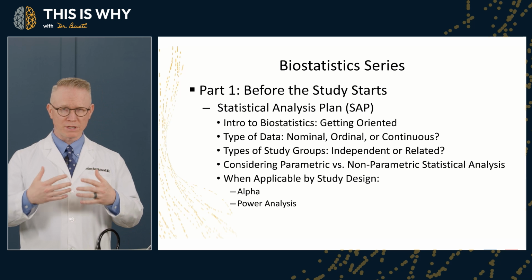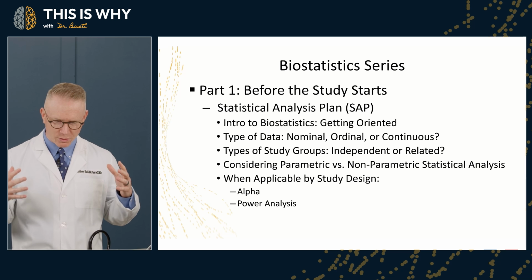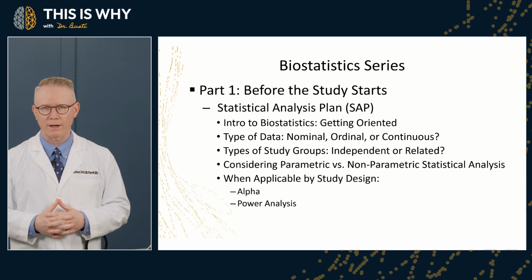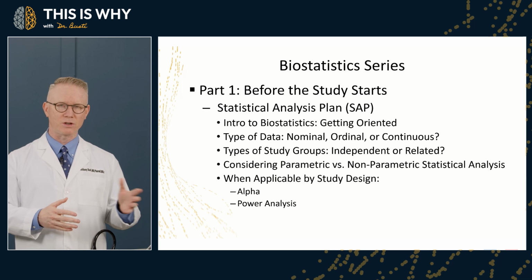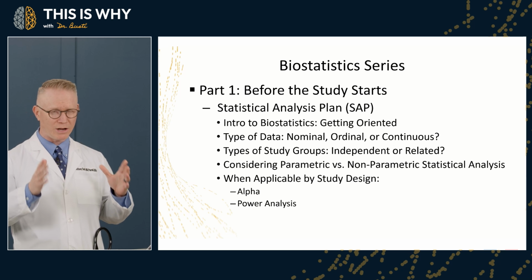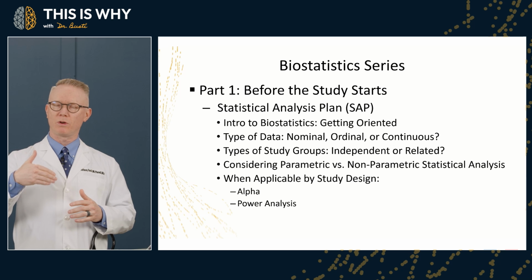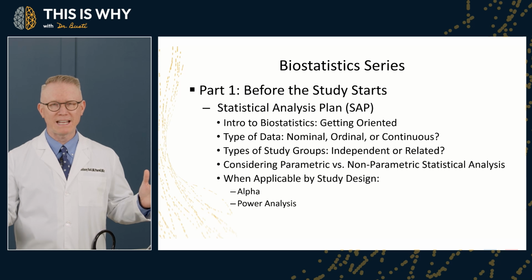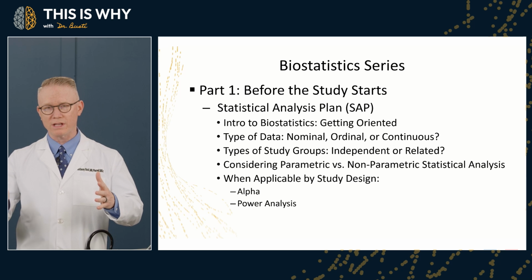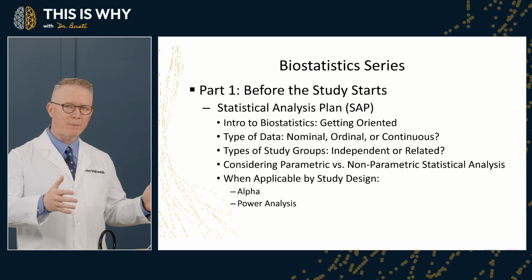Now what I put together for you is a more detailed outline, so that as you engage with this, if you want that orientation and framework, this is where we're going. So here we are on the statistical analysis plan, and we're at the introduction of biostatistics, getting oriented. That's this lecture right now. Following it will be, what type of data variables are you dealing with? Is that nominal data, ordinal data, continuous, and how do you determine? And then the type of study groups.